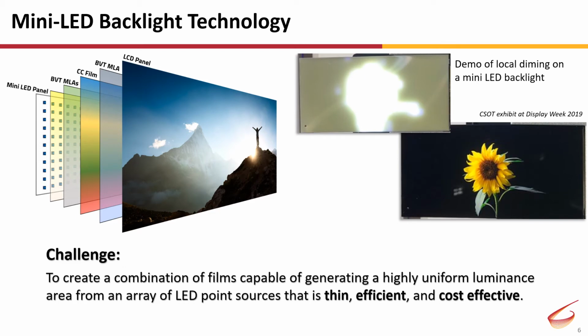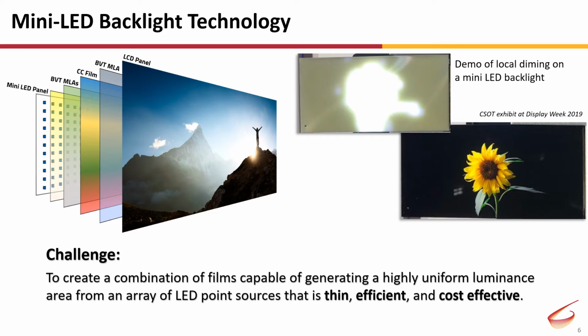An example of local dimming is shown in the top right. A mini LED backlight unit from the company CSOT with an MLA film stack shows how local dimming works. LEDs turn on and off corresponding to dark areas in the image to reproduce darker blacks.